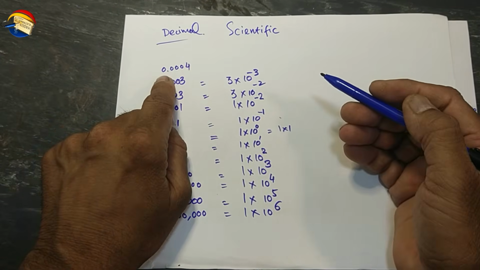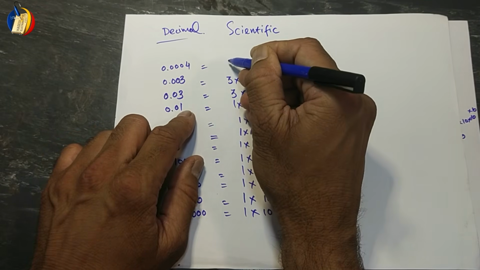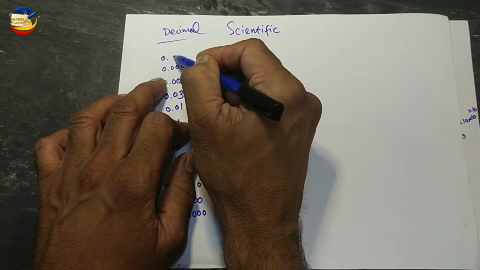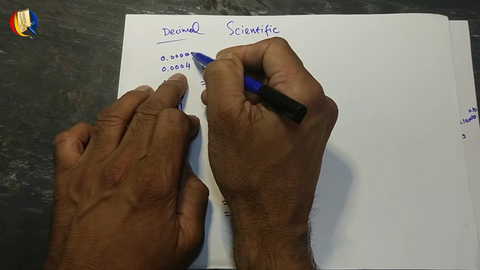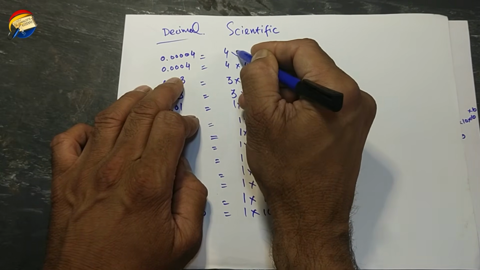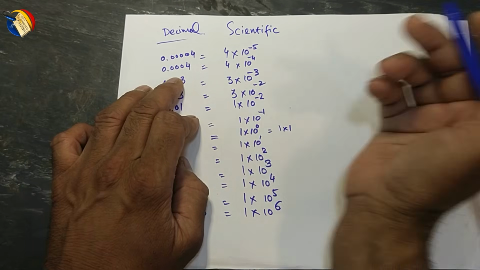0.0004. Here after the decimal we have four places. That means 4, 0.0000, four zeros and then 4. Now we will write it as 4 × 10 raised to the power minus 5.